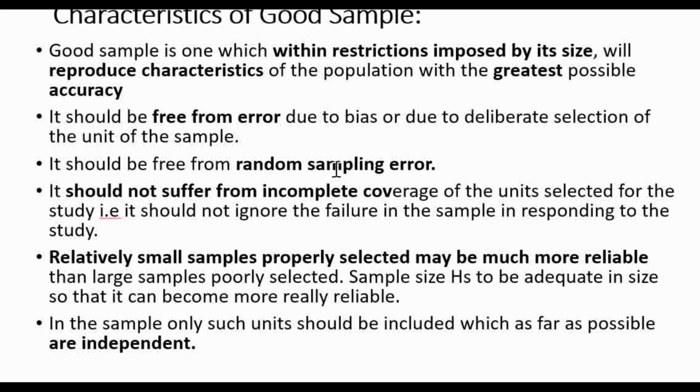Relatively small samples, properly selected, may be much more reliable. If the sample size itself is too big, it is difficult again, because it becomes almost like a population. So the right size has to be decided, with a proper, adequate size. In the sample, only such units should be included which, as far as possible, are independent in the given group.